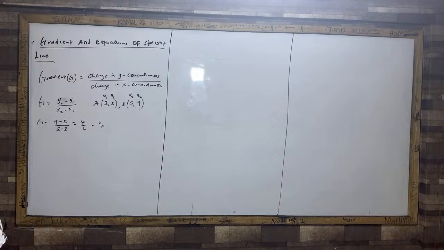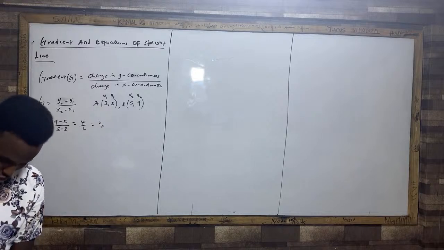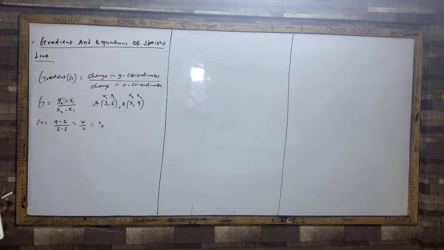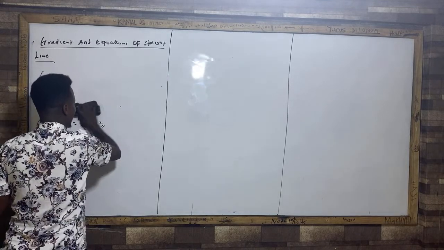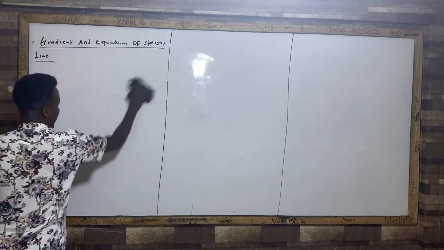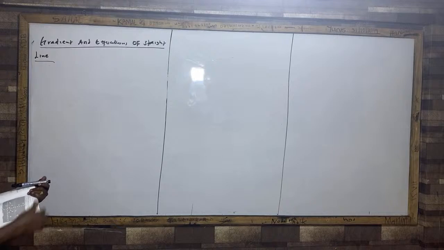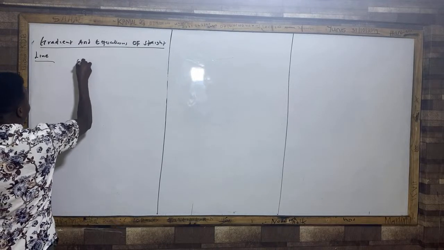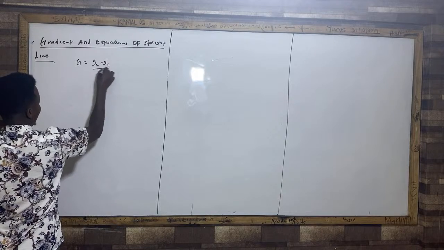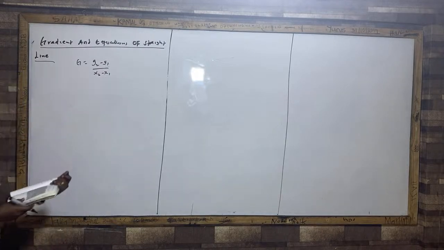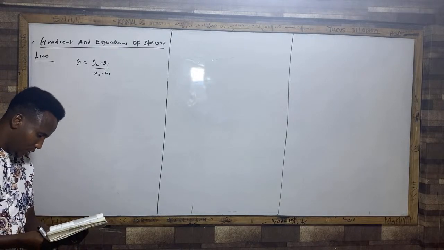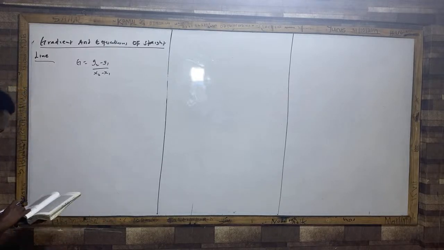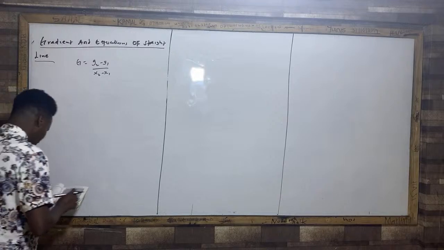Now let's get this one. Let's follow the instruction. I hope you have the right information now. That gradient is gotten as y2 minus y1 divided by x2 minus x1. Don't forget that gradient is equal to y2 minus y1 divided by x2 minus x1. Don't forget that, please, because this will help you, I'm sure 100%, at the end of this course. Now let's solve this one.